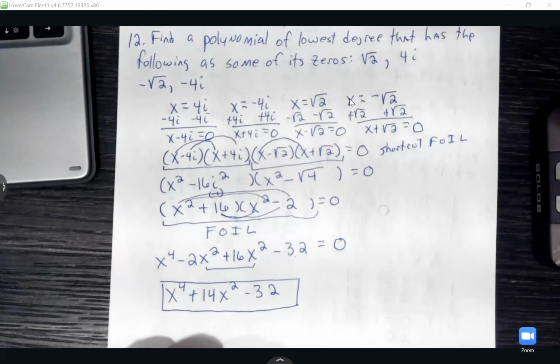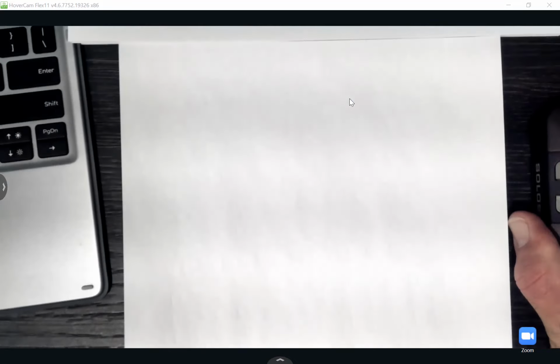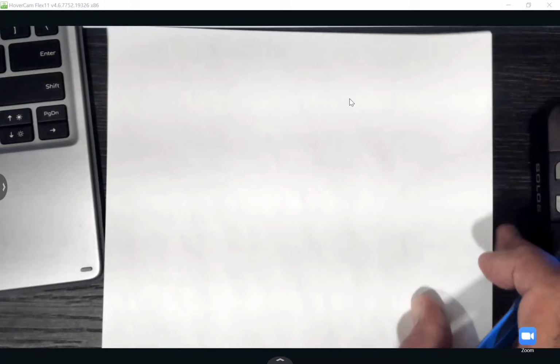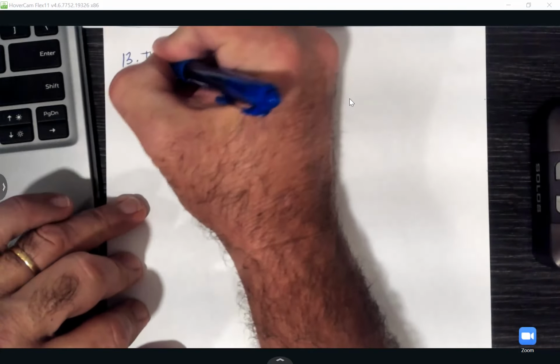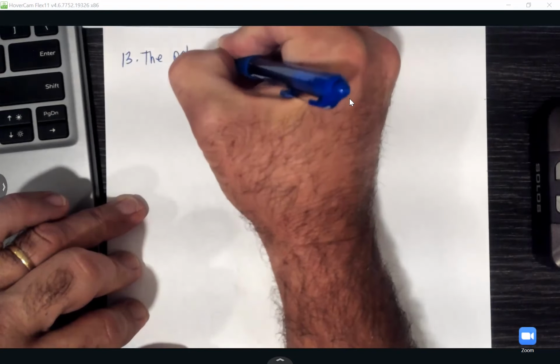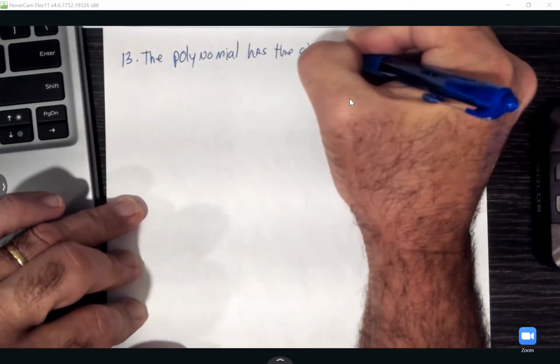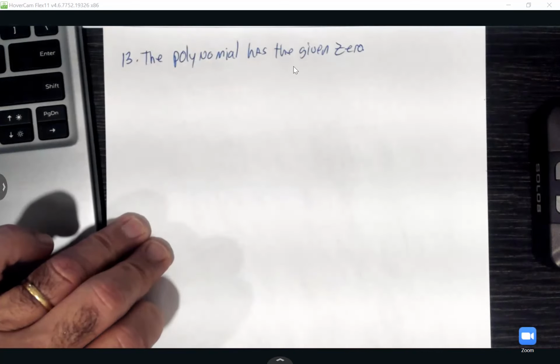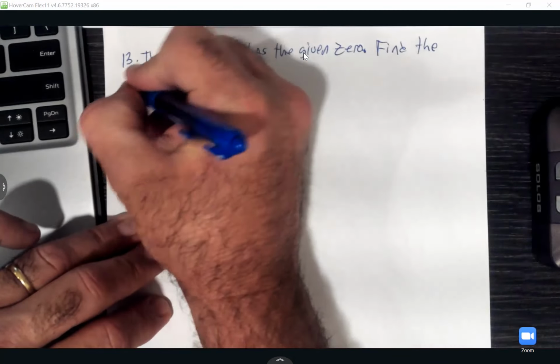All right, y'all. So y'all ready for 13? Y'all, 13 says the polynomial has the given zero, find the other zeros. So give me a given zero, and then I'm going to find the other zeros.